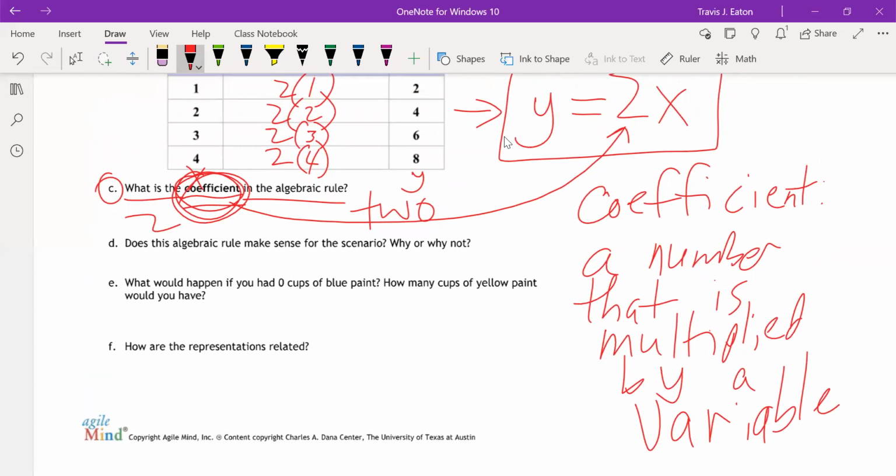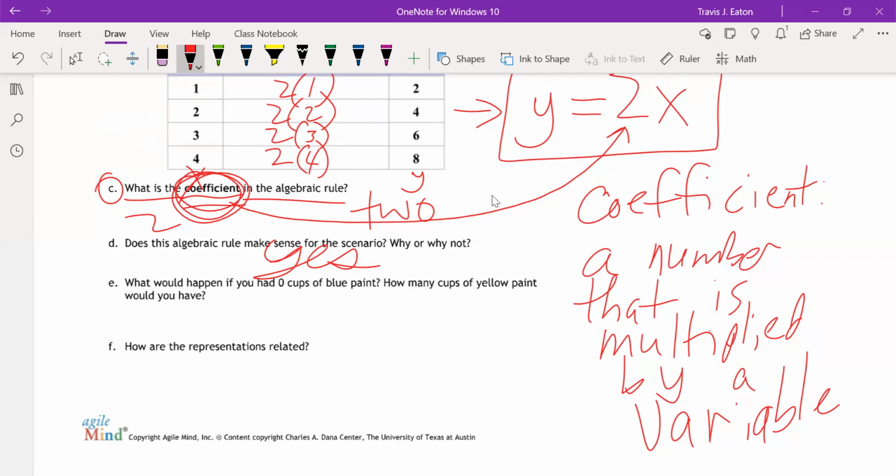Well, if x is the number of cups of blue paint, and we multiply that number by 2 to get the yellow paint, then it should make sense, because the amount of yellow paint is always 2 times the amount of blue paint. So yeah, we like that. That's a good one right there. Because there is always twice as much yellow paint as blue paint used to make this shade of green. It must be a very bright green.